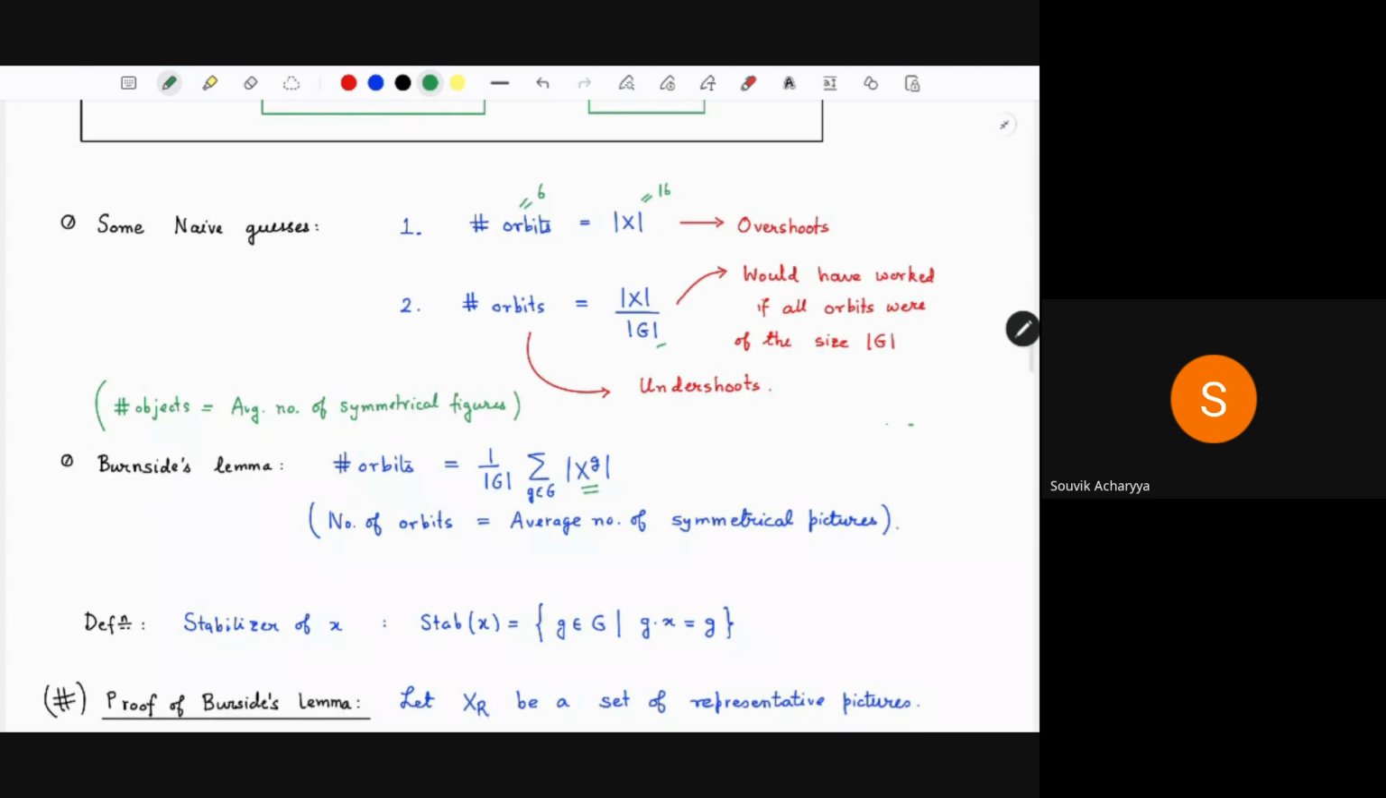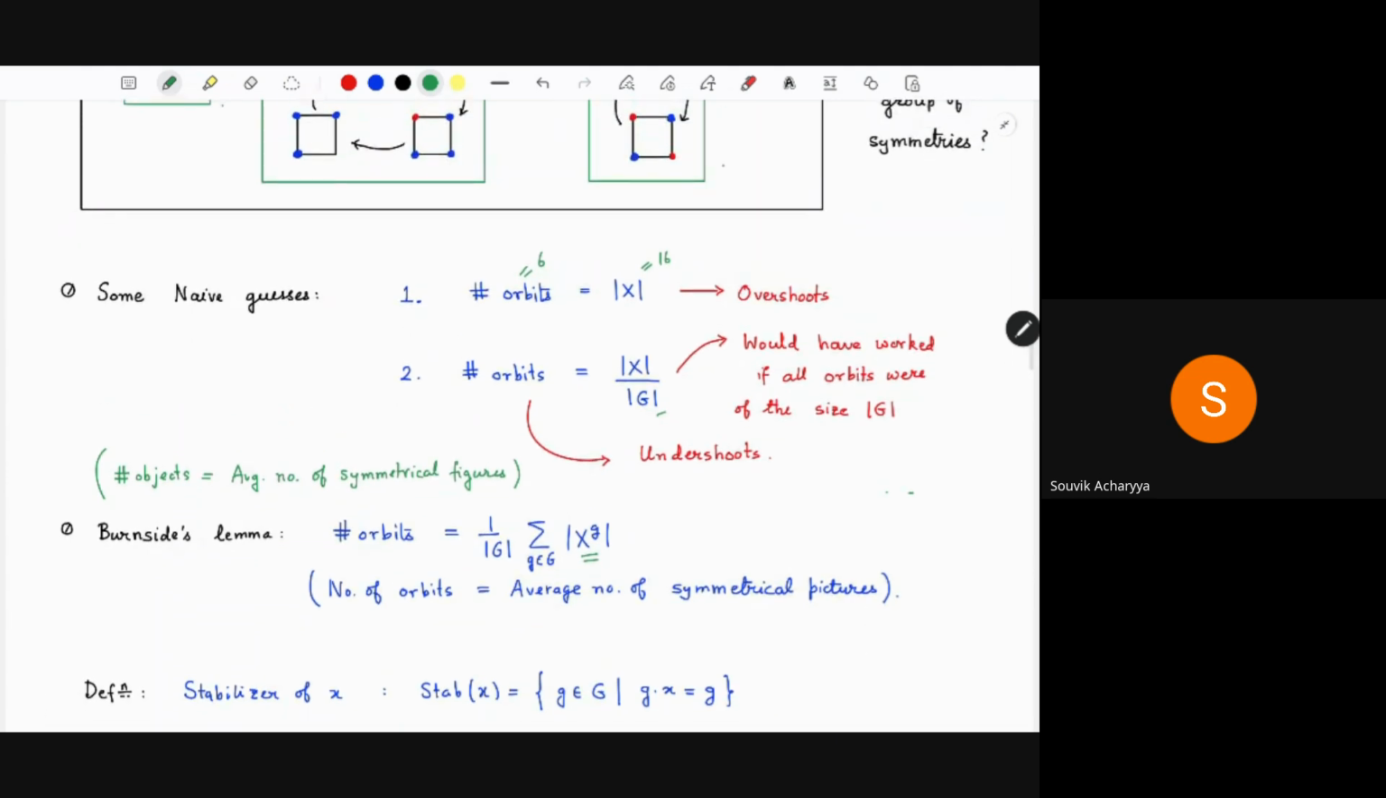For example, I have not included an example, but let's say you have this one. Okay, this is symmetrical under identity, of course. Rotation by 180 also preserves it, and that's it. There's nothing else you can do. You cannot rotate by 90 and keep it fixed. So this will be the stabilizer corresponding to this set X.